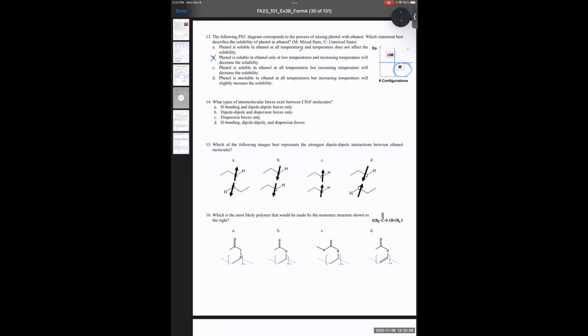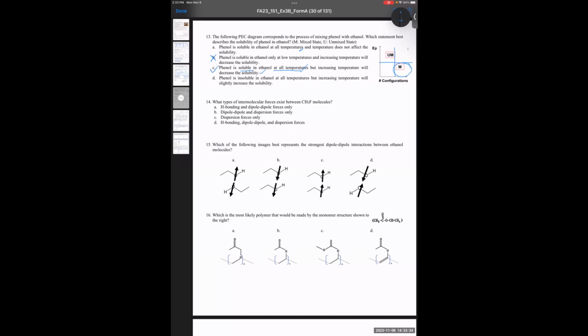Phenol is soluble in ethanol at all temperatures, but increasing temperature will decrease the solubility. Yeah, that is perfect. Soluble at all temperatures, correct. An increase in temperature will decrease the solubility is also correct, because an increase in temperature will favor the state with higher potential energy, which is the unmixed state. Now, it will decrease the solubility slightly. Therefore, option C is correct.